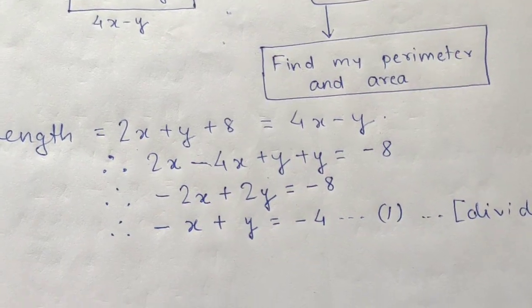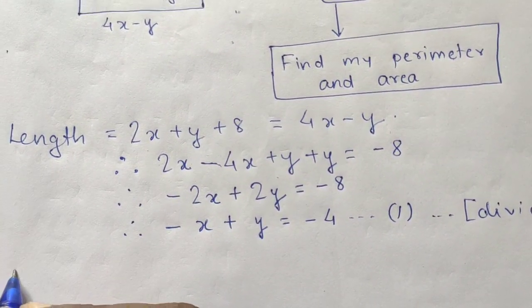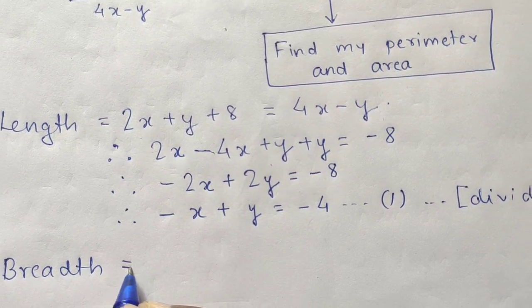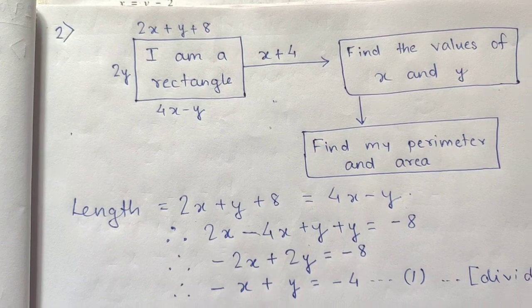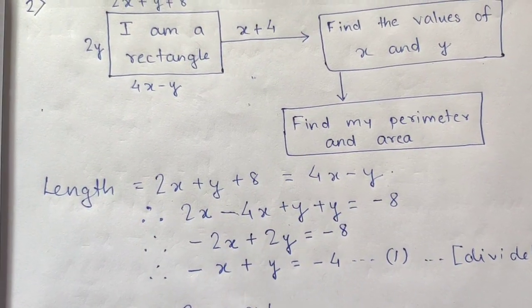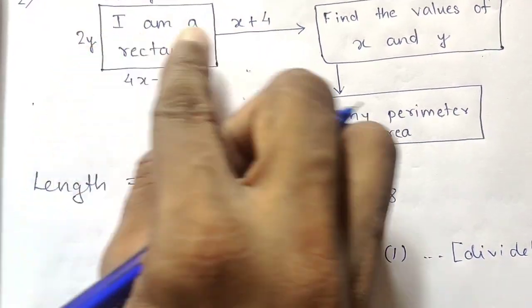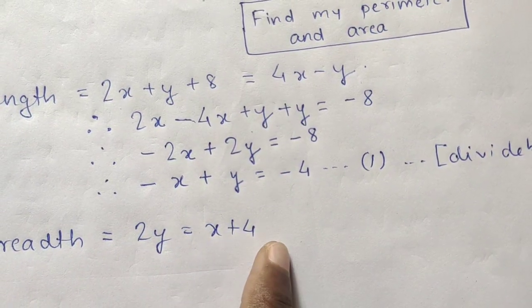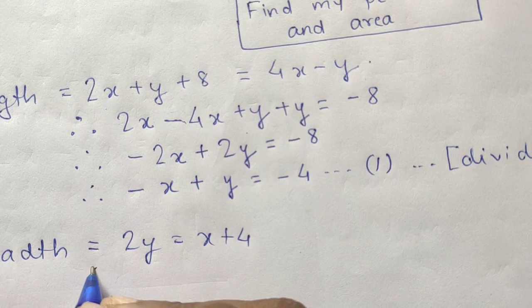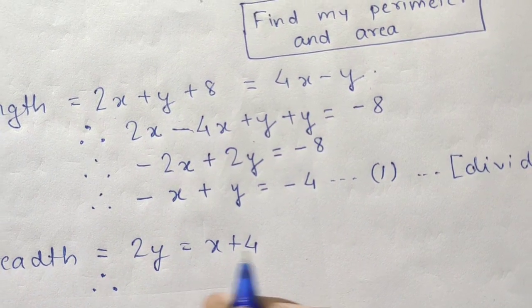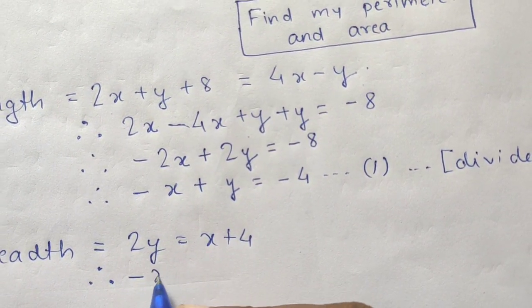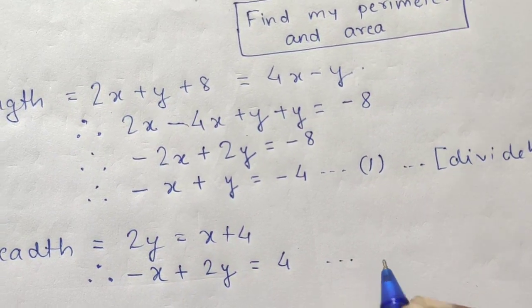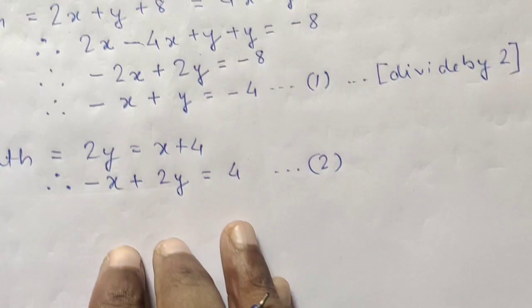So this is about length. Now similarly we will go for breadth also. So breadth is equal to, what is the breadth? 2y and x plus 4. You can see here 2y, x plus 4. So what I have written, 2y is equal to x plus 4. So let us simplify this also. Take this x to left hand side, keep 2y as it is, equal to 4. Let us call it equation number 2.